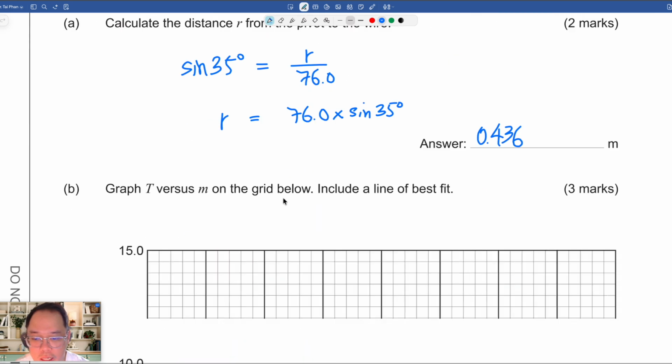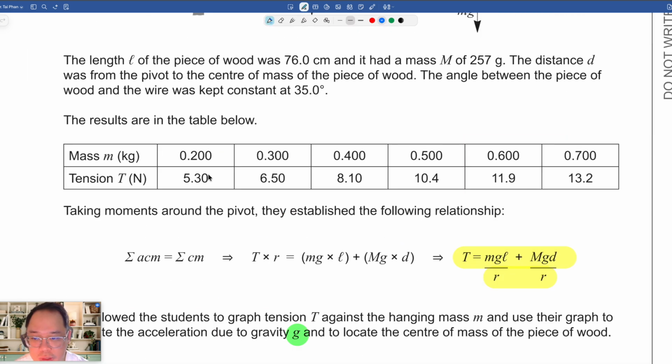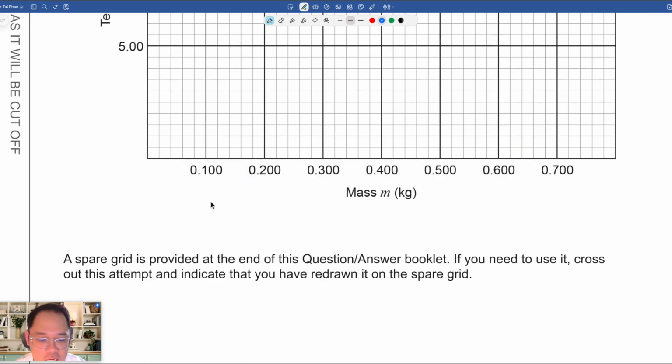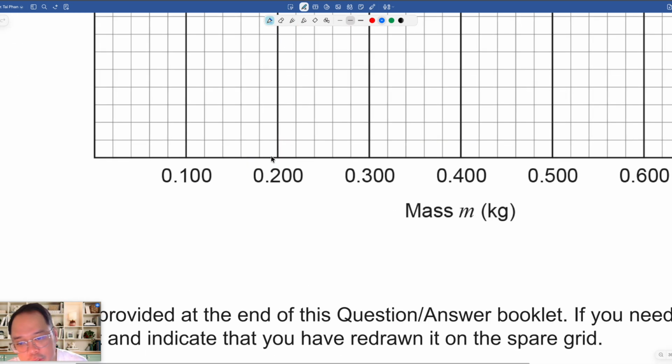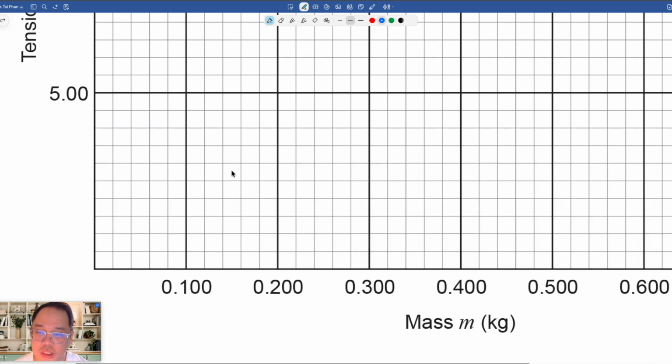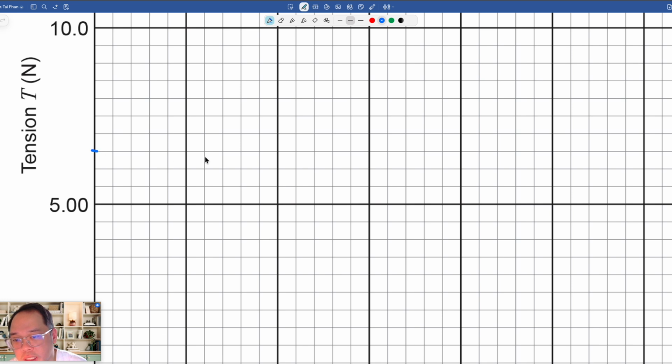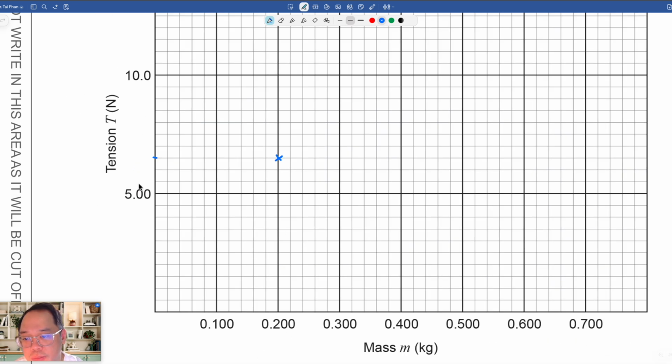So to plot the graph, of course, we need to take the value from the table and plot the points representing each couple of values. For example, the first value, the mass is 0.2 and the tension is 5.3. The mass 0.2 is here and the tension 5.3 is here. Therefore, we mark this point with a thicker pen. This is the first point. When doing the experiment, you are supposed to use the letter X to represent this point.